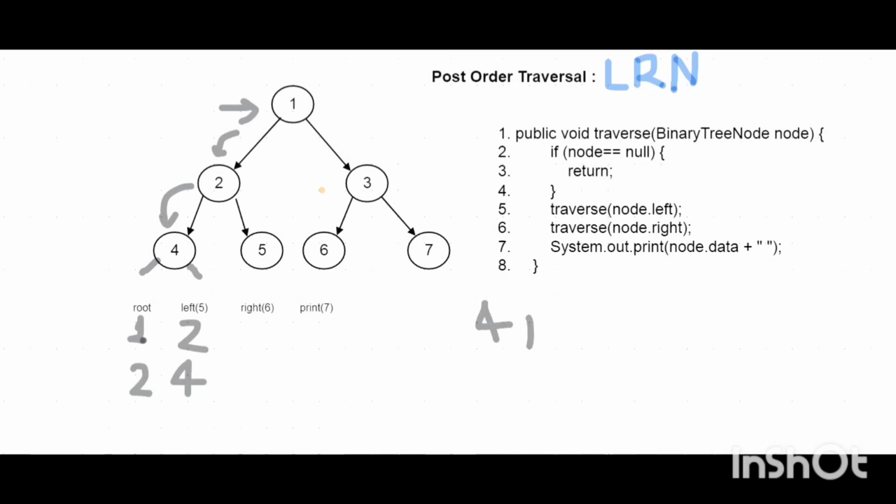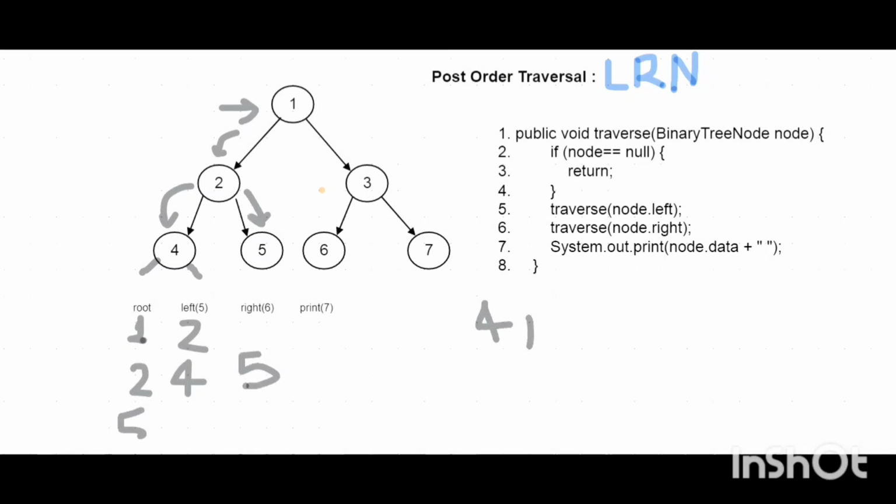For node 2, from line number 5, we visited the left side. From line number 6, we will be visiting the right side. For 2, we have node 5 on the right side. Node 5 will be visited for node 2. Now I'll be adding an entry for node 5.